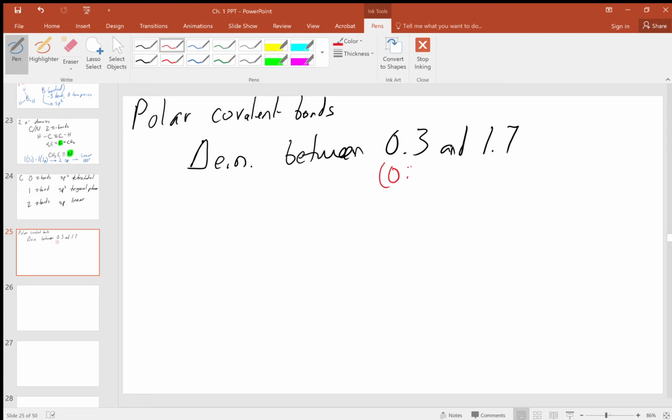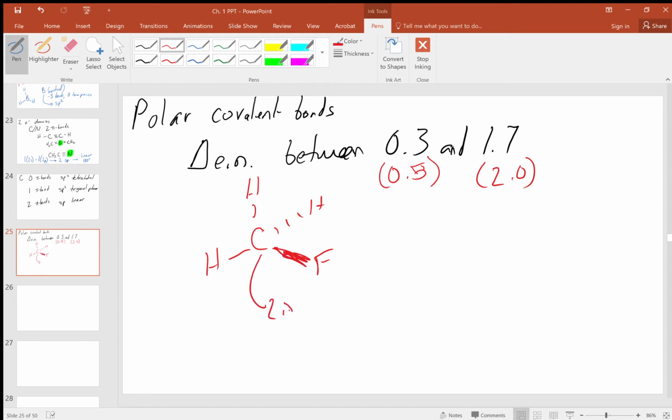Now, you will sometimes see some other numbers cited here. You might see this as 0.5, and you might see this one as high as 2. But basically, we're looking for polar bonds. And a good example of that would be something that we see, such as a carbon-fluorine bond, where the carbon has an electronegativity of 2.5 and the fluorine has an electronegativity of 4.0. And so that results in this molecule having a dipole from carbon to fluorine.